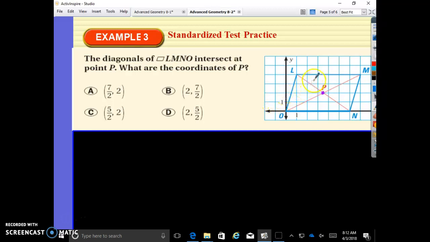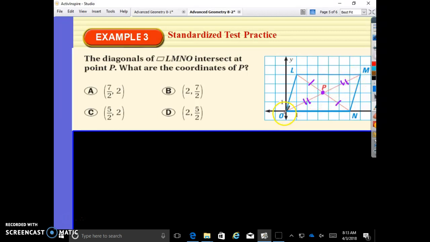They bisect each other, meaning that this and this are equal. LP is congruent to PN. OP is congruent to PM. So if they're bisected, they cut them into two equal parts. So P is technically the midpoint of LN and the midpoint of OM.